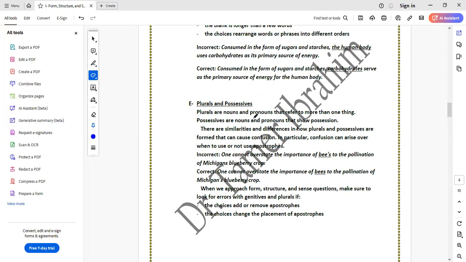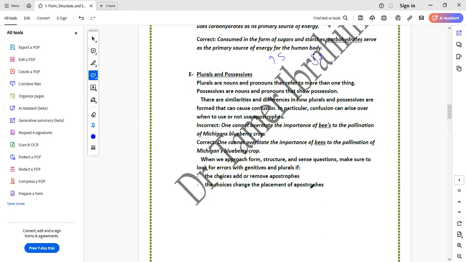Plurals and possessive. If you find the choices that add apostrophe s, or delete apostrophe s, or add s apostrophe, be sure that this is a kind of possessive. Take care of the possessive. There must be two nouns coming after each other. If the possessive comes here, it must have a noun after it. If after it comes a full stop, a preposition, or a verb, it will not need a possessive.